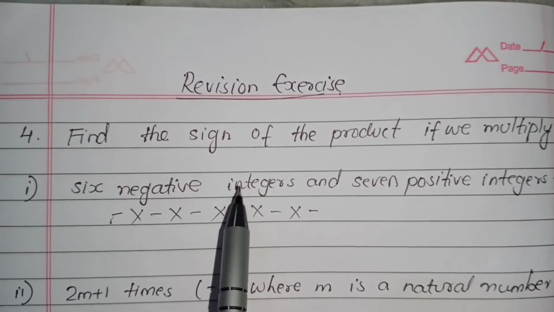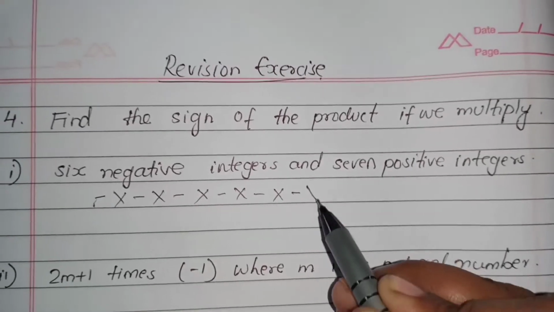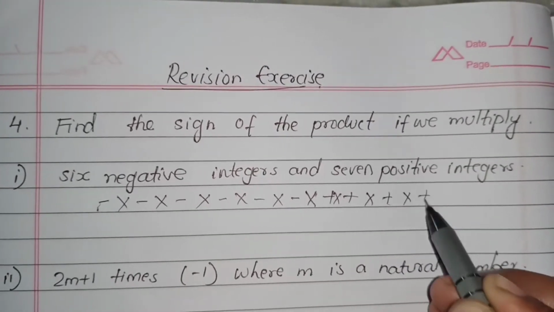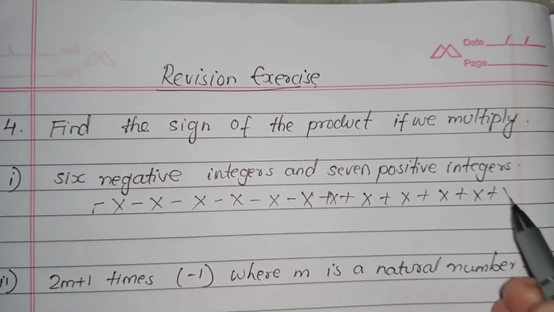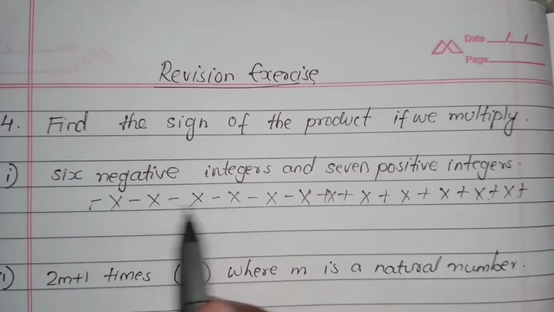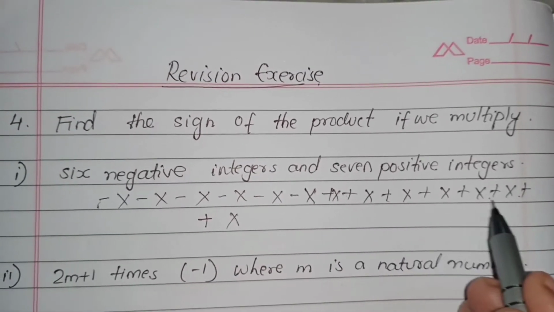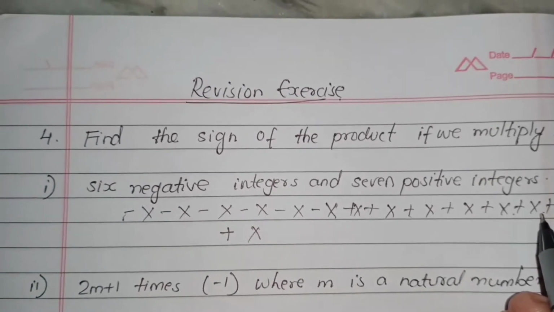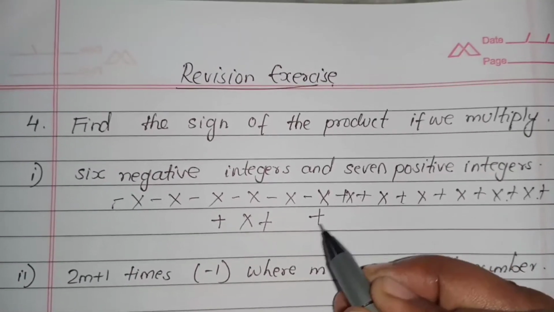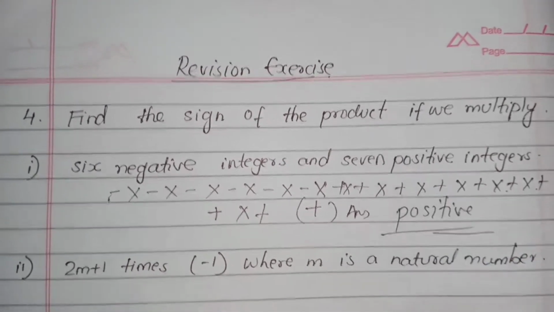Now 6 negative integers multiplied by 7 positive integers. So we have to multiply 7 positive integers: 1 2 3 4 5 6 7. What we already got is plus, and these are all positive only. When we multiply positive integer into positive integer, we will get positive only. So the final sign we got is positive. This is the answer.